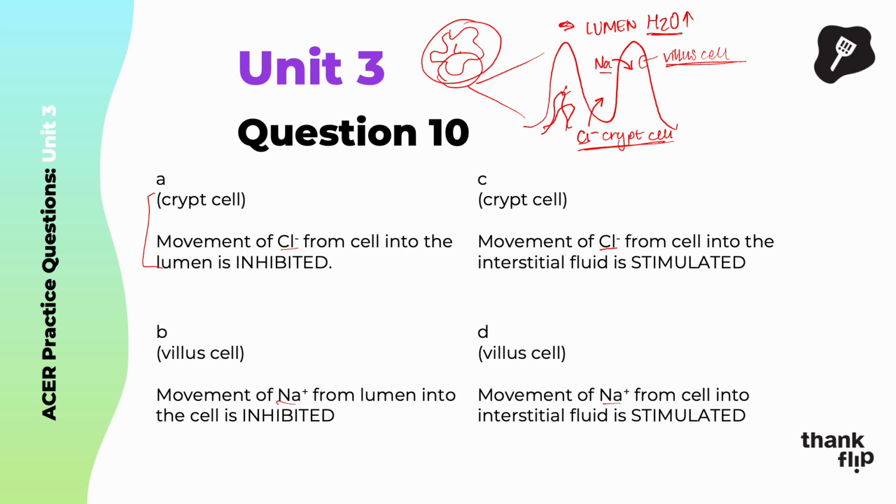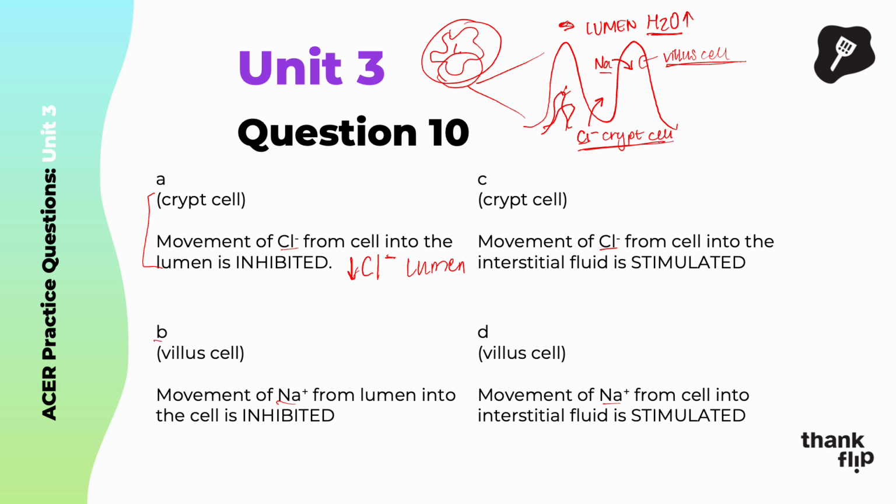First, we have a crypt cell, and it says that movement of chloride from the cell into the lumen is inhibited, which means there's going to be less Cl. I love using these arrows because it makes it a lot easier for me to process. So on your little whiteboard or paper on the GAMSAT day, I would recommend drawing little arrows to help your brain. So this means that there's less Cl in the lumen.